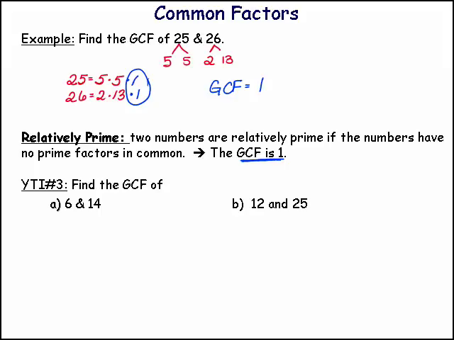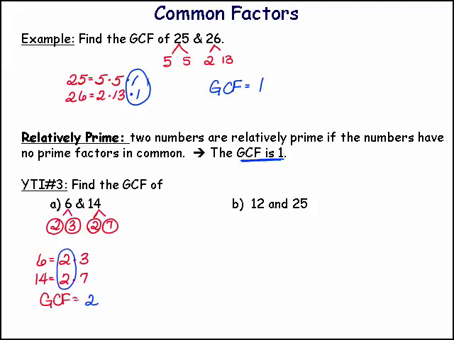Okay, so let's find the GCF, and you try it, number 3. GCF of 6 and 14. Okay, 6 is 2 times 3. Now, each of those is prime, so we're done. That's all we had to do. So 6 is equal to 2 times 3. How about 14? 14 is 2 times 7, each of those being prime. So 14 is equal to 2 times 7. So what's our GCF? Well, what numbers are common between the prime factorization of 6 and the prime factorization of 14? I see a 2.